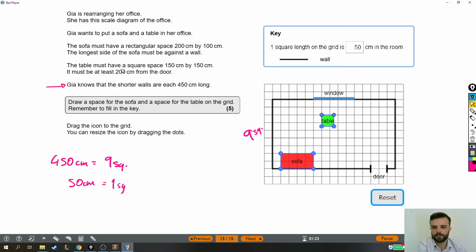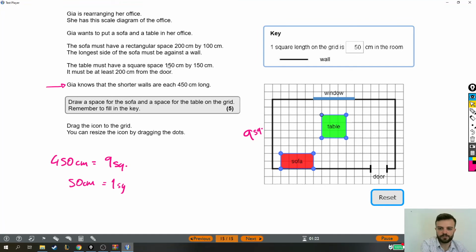We are told that the table must have a square space 150 centimeters by 150 centimeters. So again, let's try and get it the right size first. Let's make it 150 centimeters wide, so that's 50, 100, 150. So now it's the right width. But what about the height? So 50, 100, 150. And that does make it square, and it did say it has to have a square space. So the table must have a square space, 150 by 150, good.